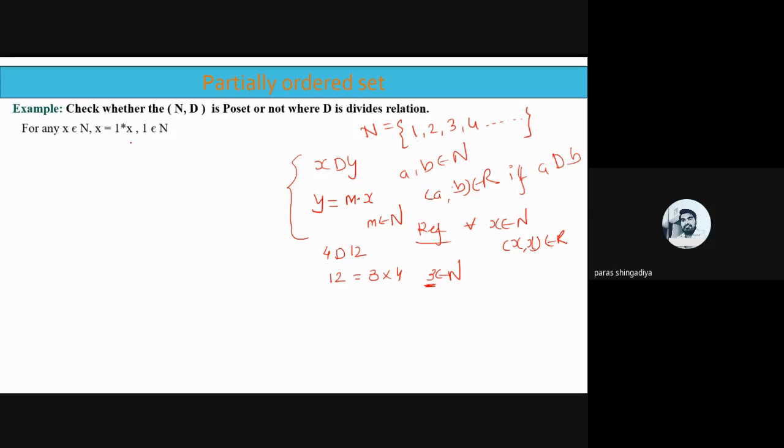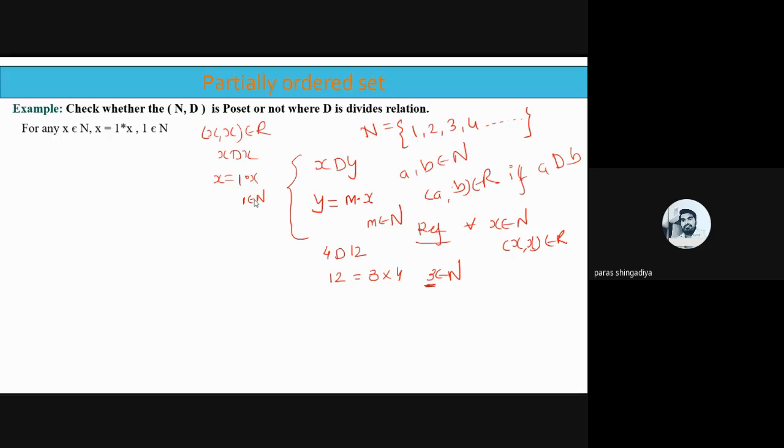So here I consider x is equal to 1 times x. What does it mean? Here you have to prove that x comma x belongs to R or not. Means we can say x D x or not. Clear? Does x divide x or not? We can consider x is equal to 1 into x, where 1 belongs to the natural numbers. That is true. Y is equal to m x, so x is equal to 1 into x. We can easily see that 1 belongs to the set of natural numbers, which satisfies the result.